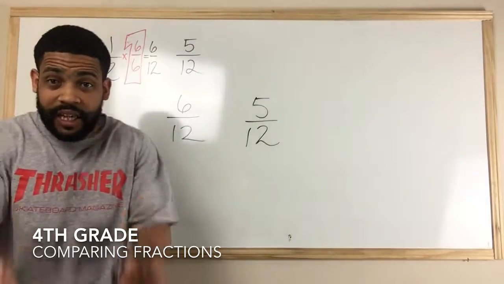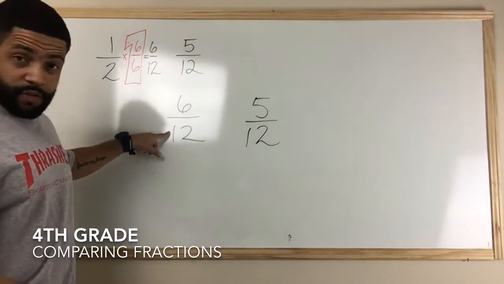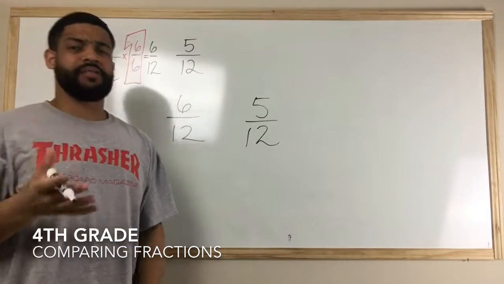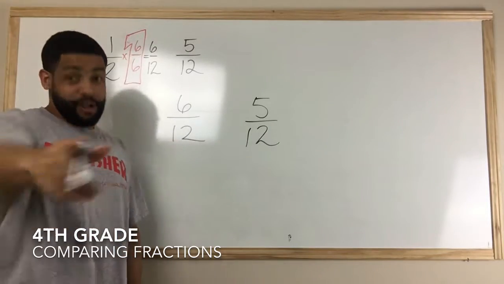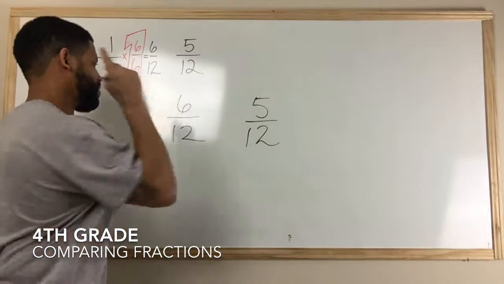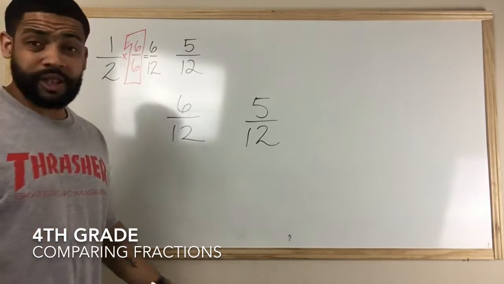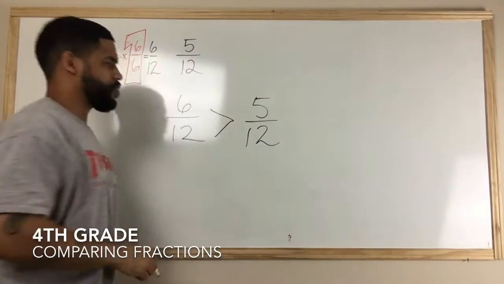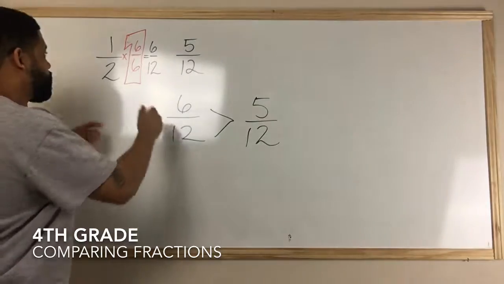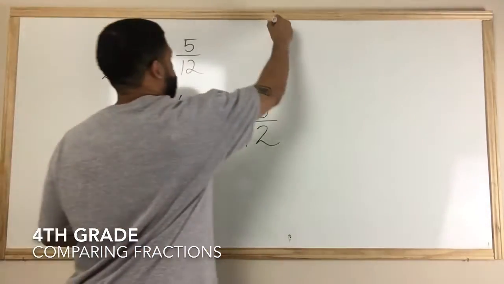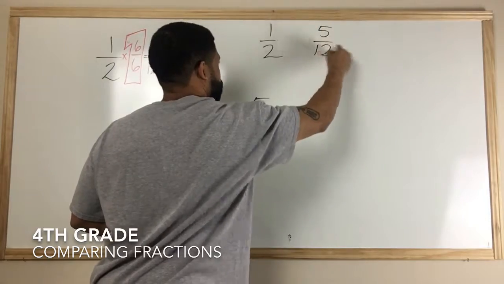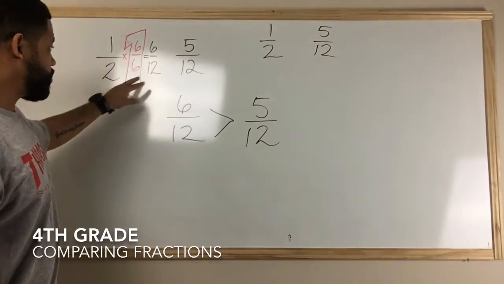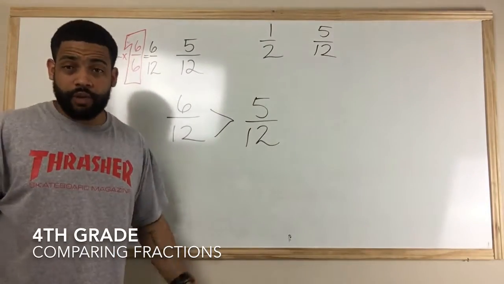So now if I want to compare 6/12 and 5/12, that's a lot simpler because I have 6 out of 12 pieces and I have 5 out of 12 pieces. And being the pretty smart child that you are watching this video, you know that if I have 6 out of 12 slices of pizza, that's much more than my little brother who has 5 out of the 12 slices of pizza. So 6 out of 12 is greater than 5 out of 12. So we just compared our original fractions 1/2 and 5/12. We compared those two fractions by making them look alike. We gave them the same denominator, and then it was easy to compare those two.